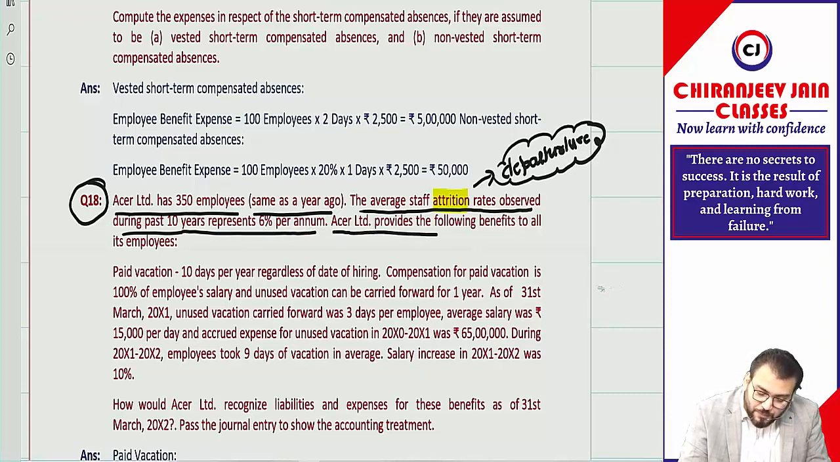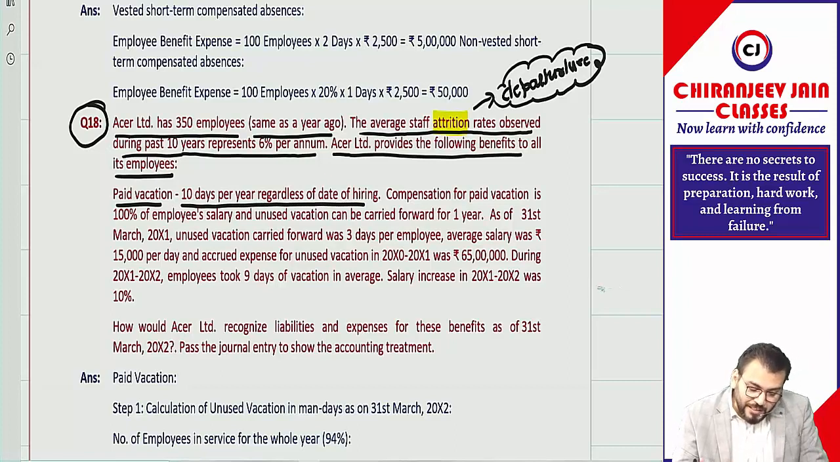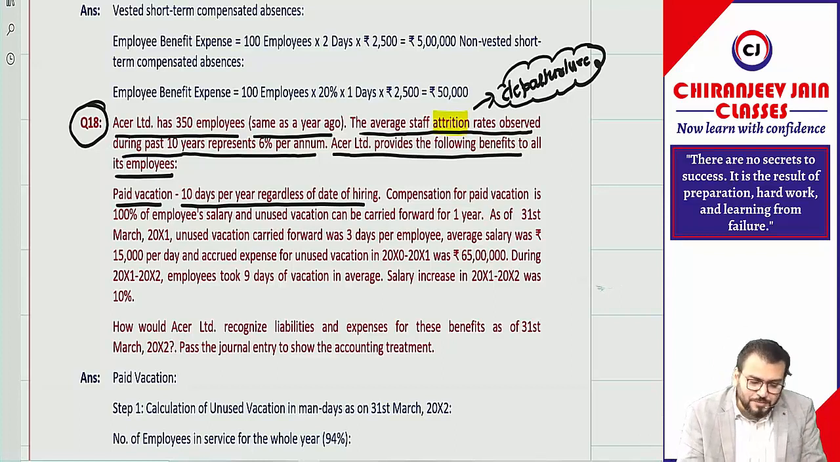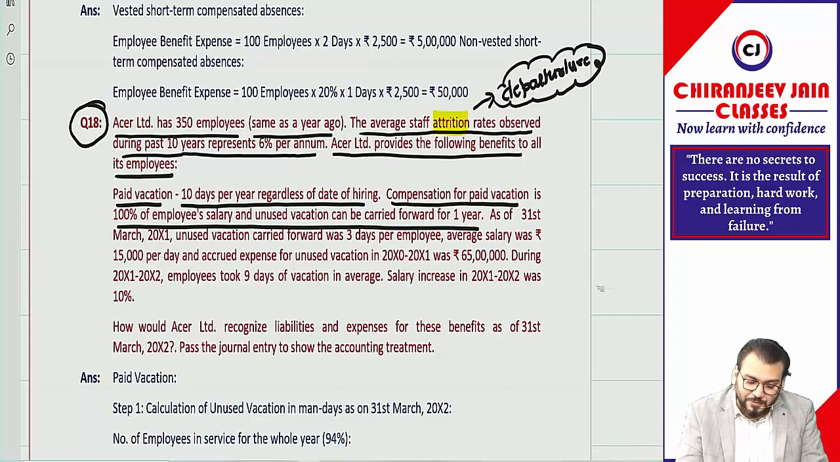SL Limited provides the following benefit to all its employees. Paid vacation 10 days per year regardless of the date of hiring. Even though some employee joined mid of the year, the 10 days per year will be given. Compensation for paid vacation is 100% employee salary and unused vacation can be carried forward for 1 year. Okay, sir, it can be carried forward.